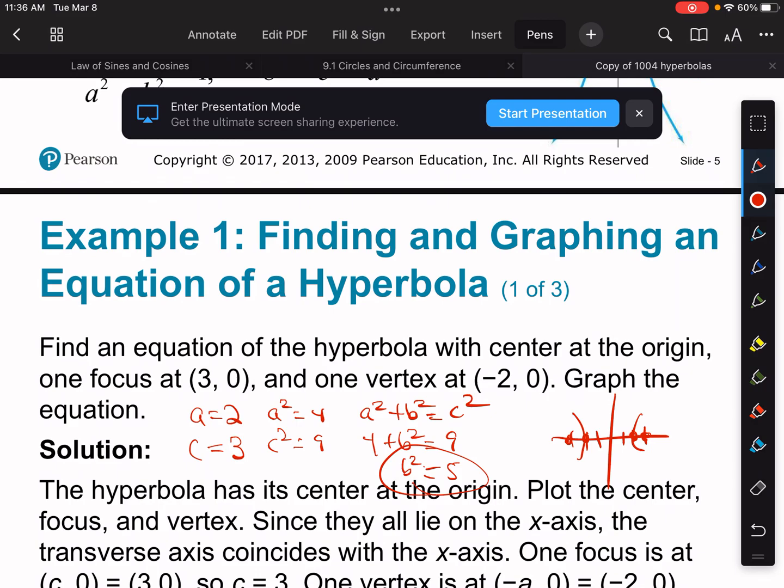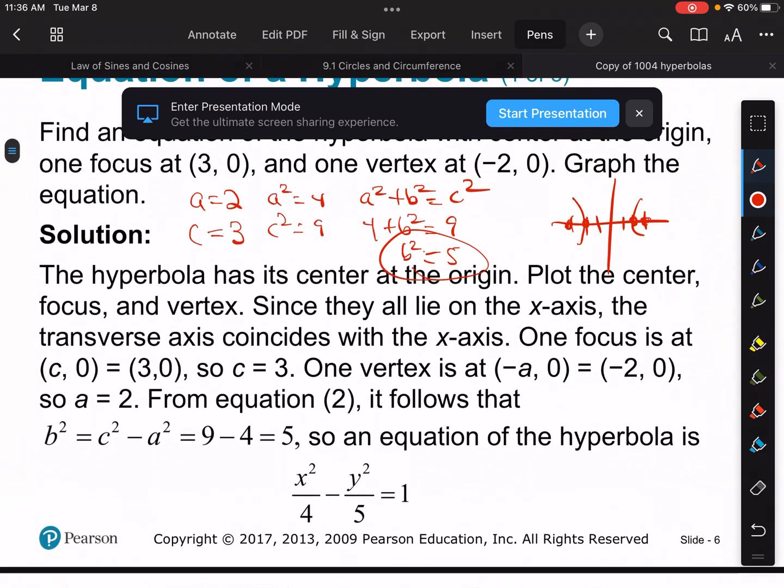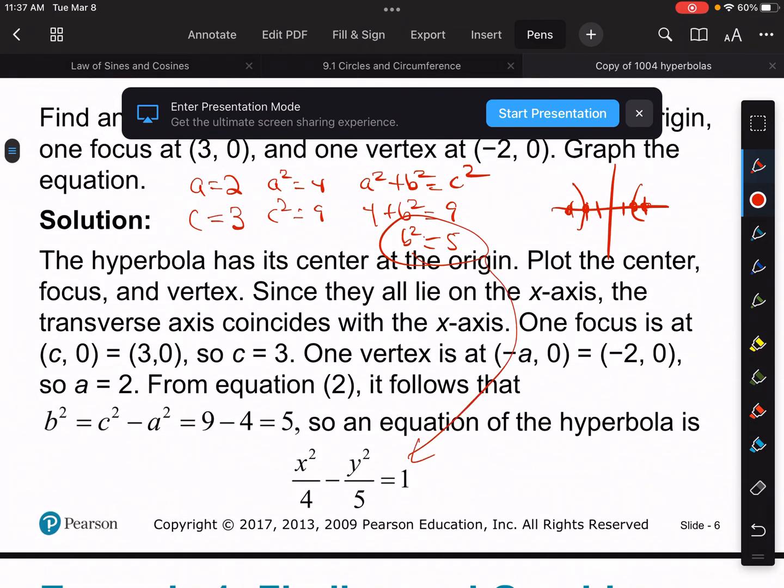So once I have this, I can make an equation for it. Okay, and they give you the equation form here. It's the x direction, so x squared is going to come first. We're going to put over the a distance squared, so 2 squared is 4, and then minus y squared over the b squared, which is 5, is equal to 1. Okay, so that's our equation, and that's all they want for this first example here.